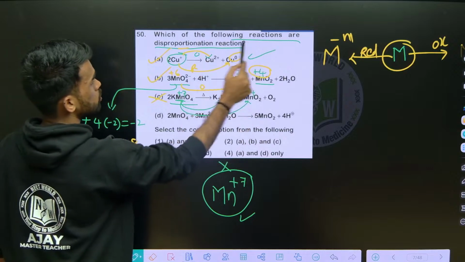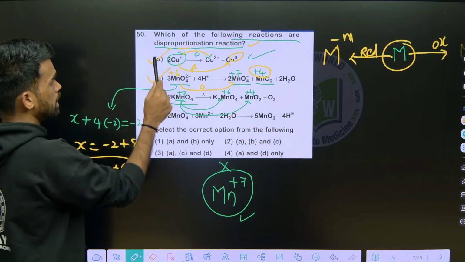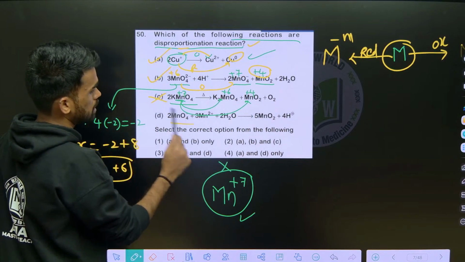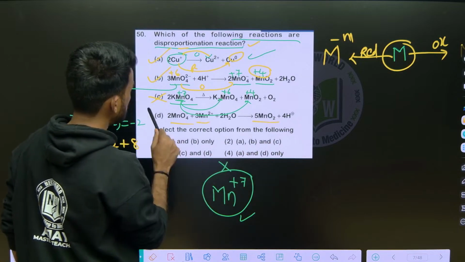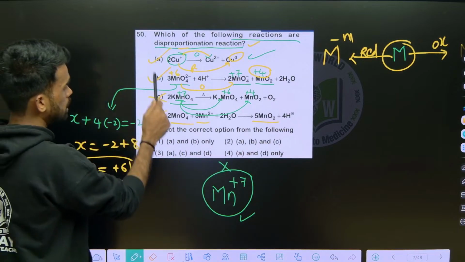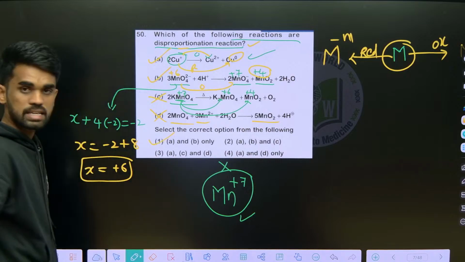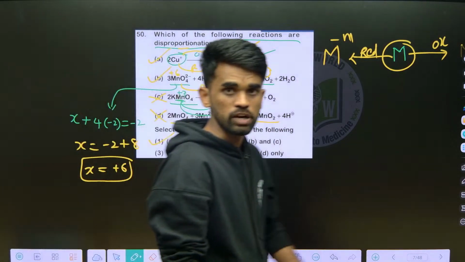They are asking which is showing disproportionation: A and B. Similarly here also, this is not a disproportionation reaction, only A and B. So option 1 is correct. I hope it is clear, there is no confusion, right?